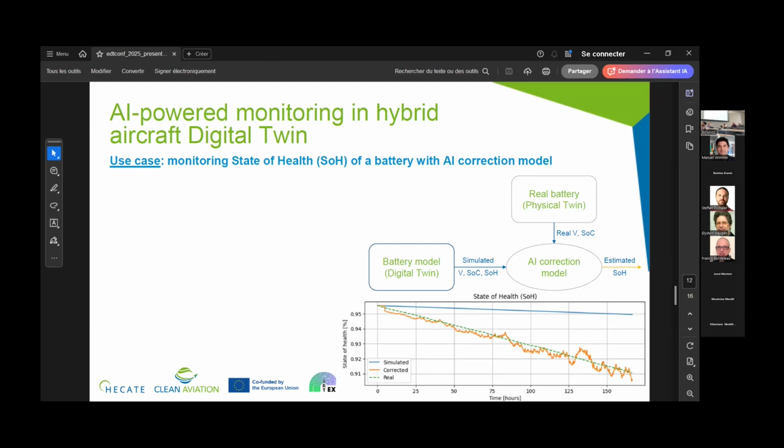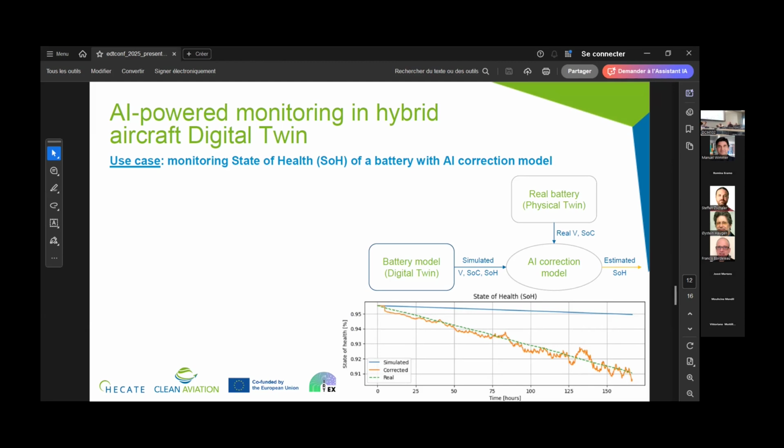So I'll explain very quickly the problem if I have the time. So the scenario is this one. We have a battery model inside the digital twin, and it is used to estimate the state of health of a battery. So we have a physical model running behind. And as you can see in this figure, in blue, this is the simulated state of health, by the battery model that is given.